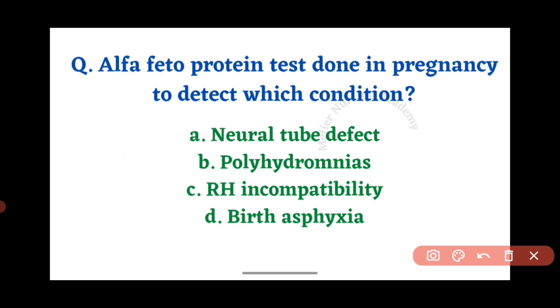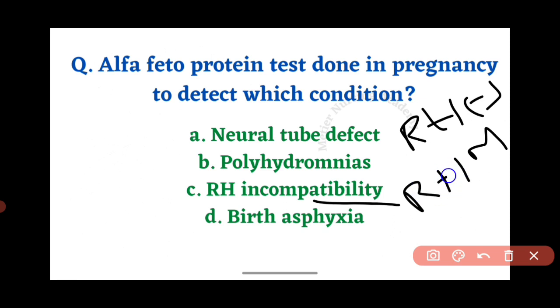And you all know about RH incompatibility. The best example is RH negative mother and RH positive fetus. Fetus is RH positive, so the fetus blood cells cross to the mother. Immediately the mother will produce antibodies against the fetus blood cells. Mother is producing antibodies because mother is having negative blood cells and baby is having positive blood cells.